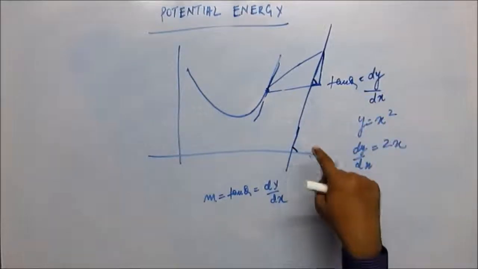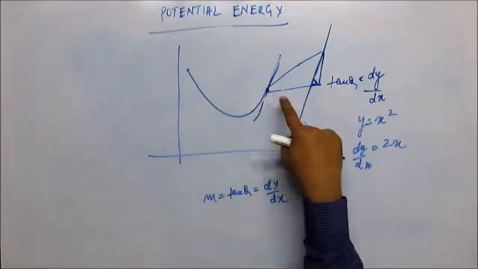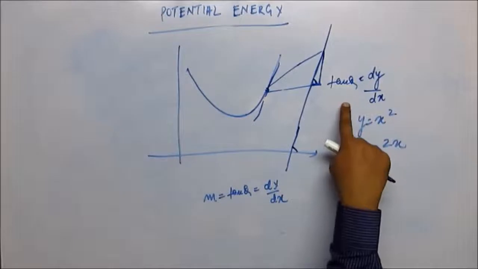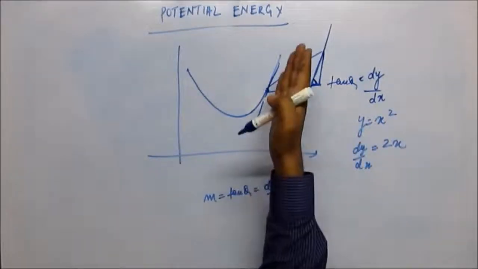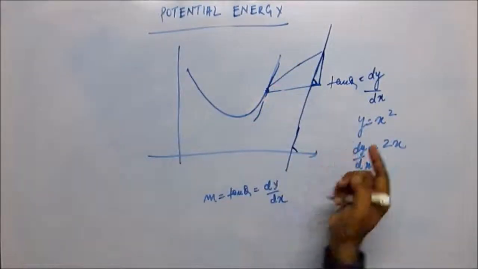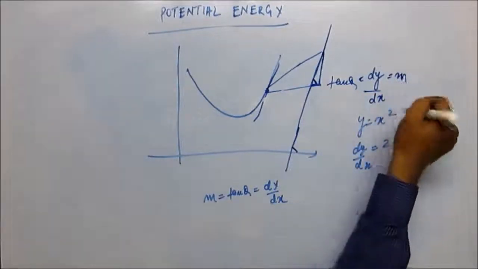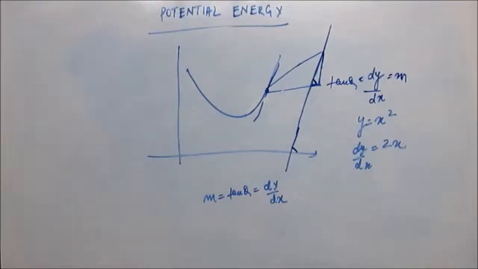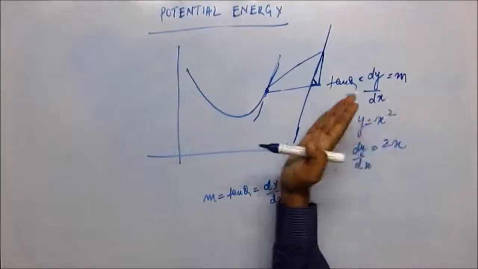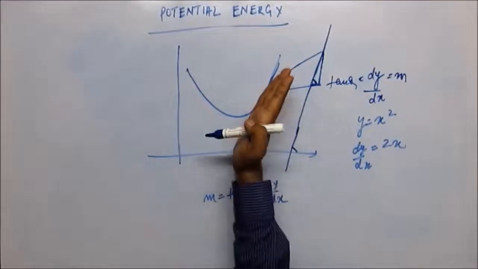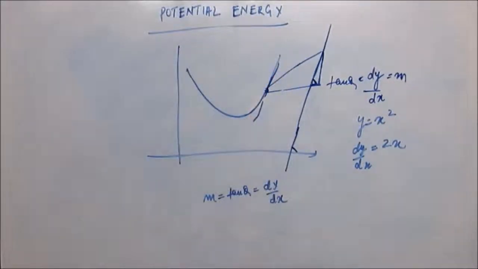That's why we say that dy by dx at a particular point is the tan of the angle which the tangent makes with the x-axis. This is actually the slope, tan theta. We refer to this as slope. So slope at any point is dy by dx. That's why I've been repeatedly saying that dy by dx is the same as the slope of the tangent at that point. So this is settled.